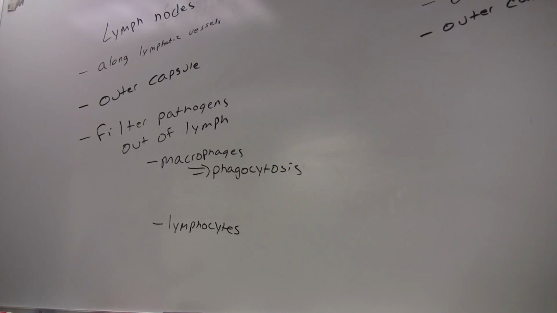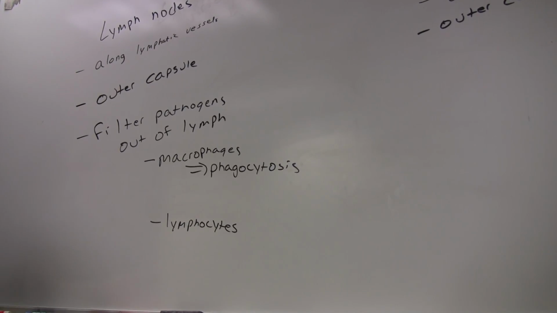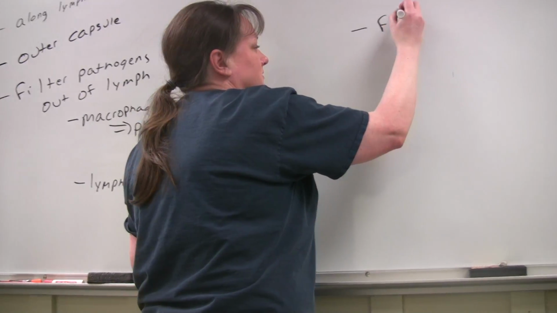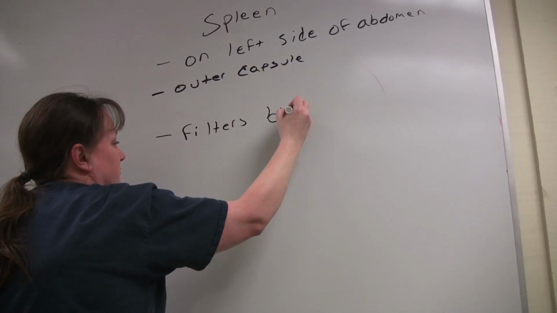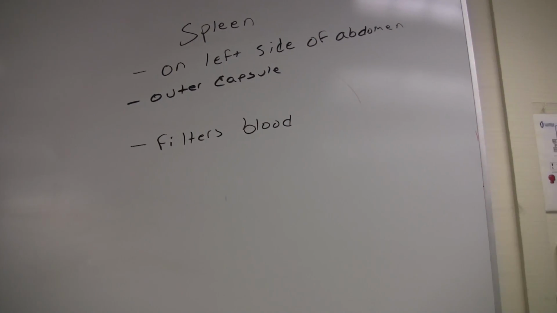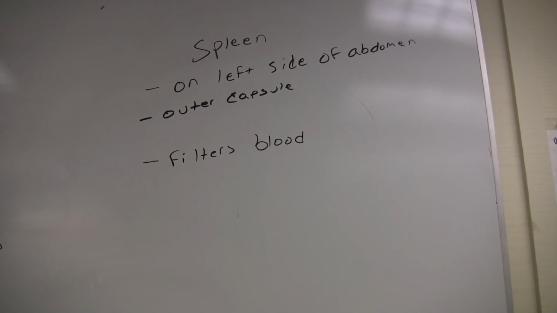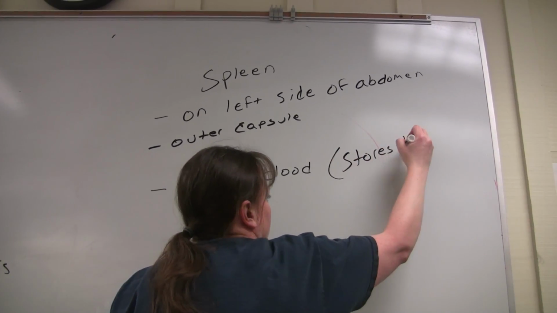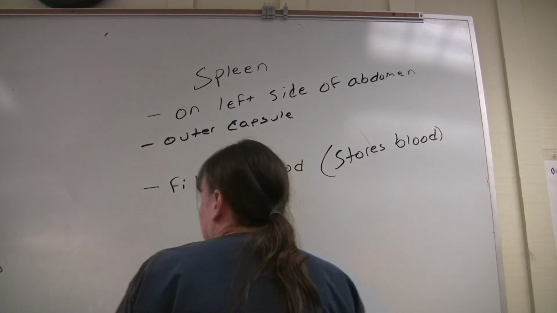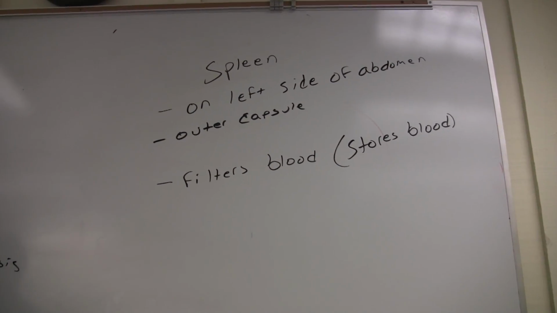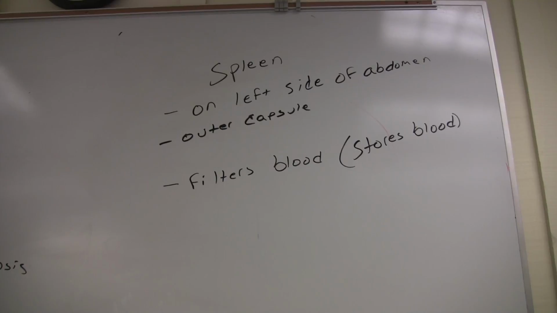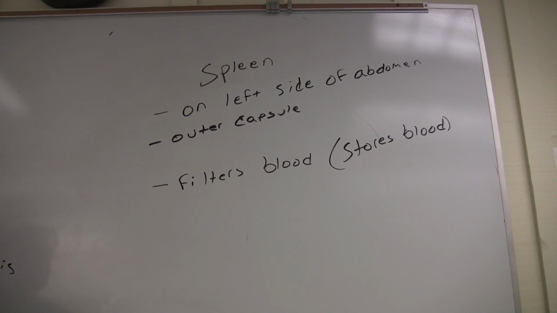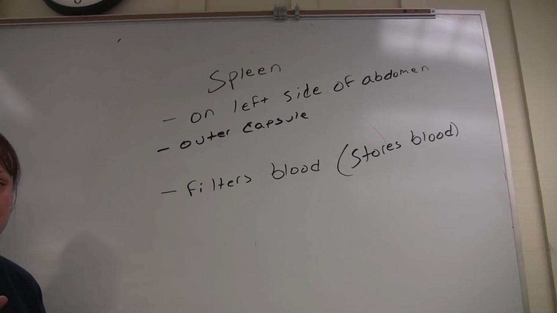All right, what does the spleen do? It's very similar. Yeah. Except instead of filtering pathogens out of the lymph, it filters the blood. Blood flows through the spleen. I'm also going to put in here that the spleen stores blood. It holds a small volume of blood, kind of a little reservoir of blood. So in our spleen, it will filter pathogens out of the blood. So that means it's got macrophages and lymphocytes, right?